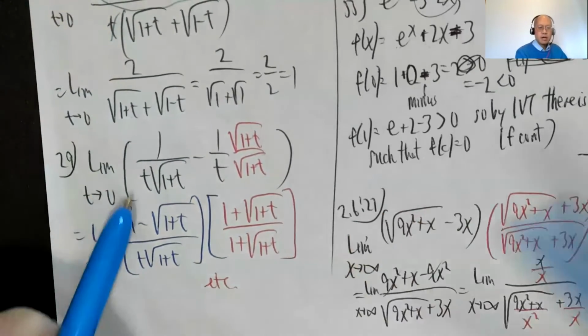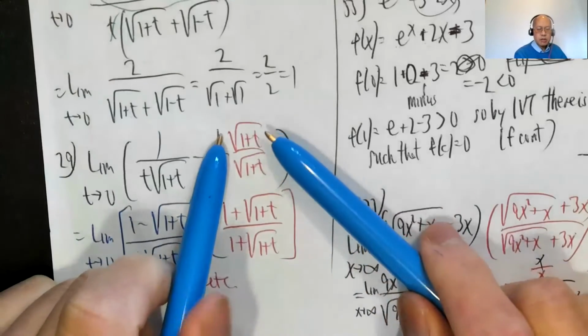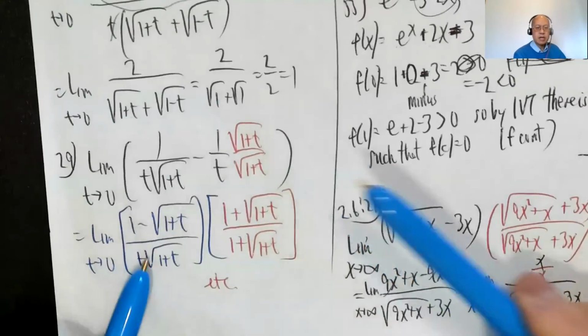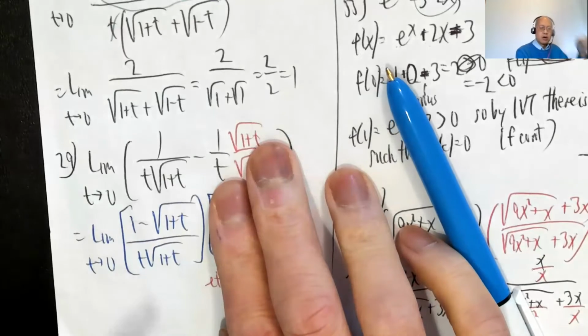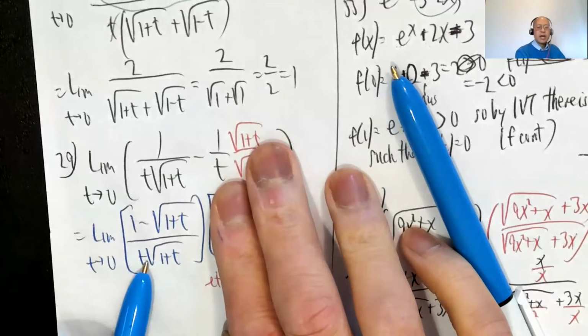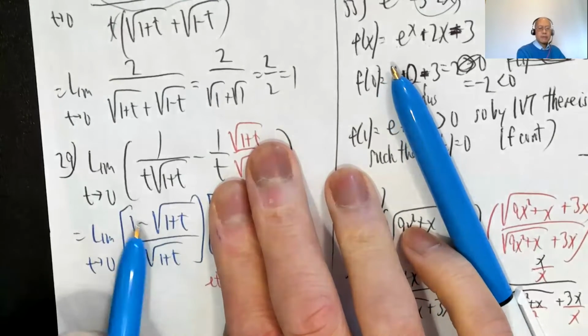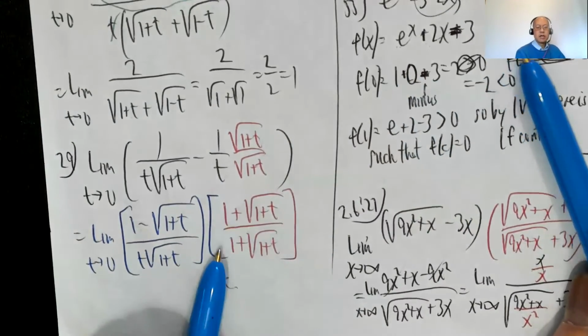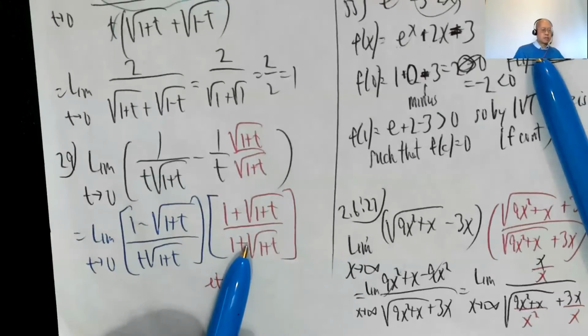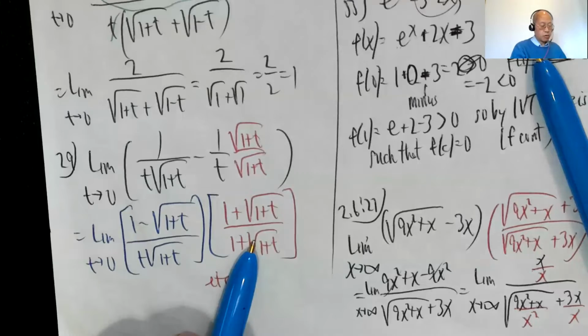Next is 29, for this limit. First, you need a common denominator. So multiply top and bottom by radical 1 plus t. So I have 1 minus radical 1 plus t over t times radical 1 plus t. And then a similar theme: multiply top and bottom by the conjugate of the numerator, which is 1 plus radical 1 plus t, divided by 1 plus radical 1 plus t, etc. Okay, so you work out the rest of that.